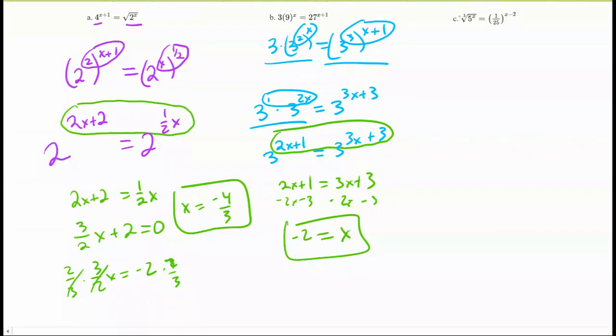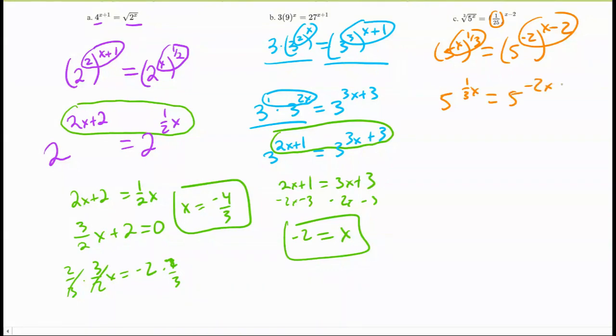Last one here, I got 5 to the power of x to the power of 1/3, because that's what a cube root is. I know 1 over 25 is 5 to the power of negative 2 to the power of x minus 2. I'm going to go ahead and multiply these together, so I get 5 to the power of 1/3 x equals 5 to the power of negative 2x plus 4. Then I am going to set these equal to each other, 1/3 x equals negative 2x plus 4.